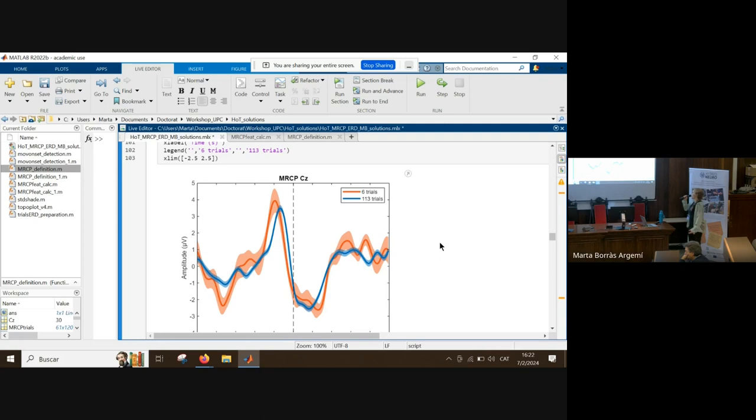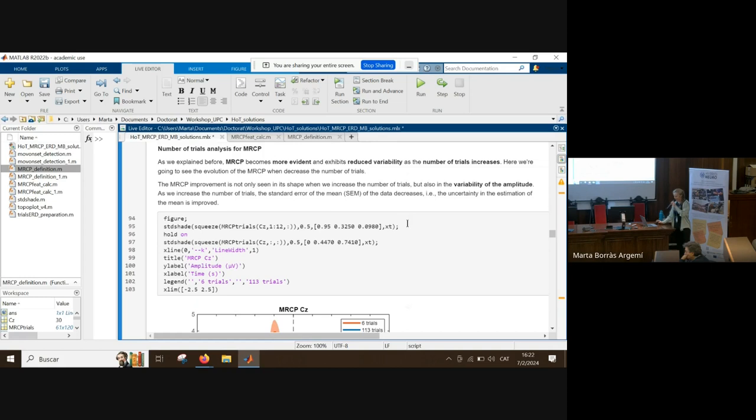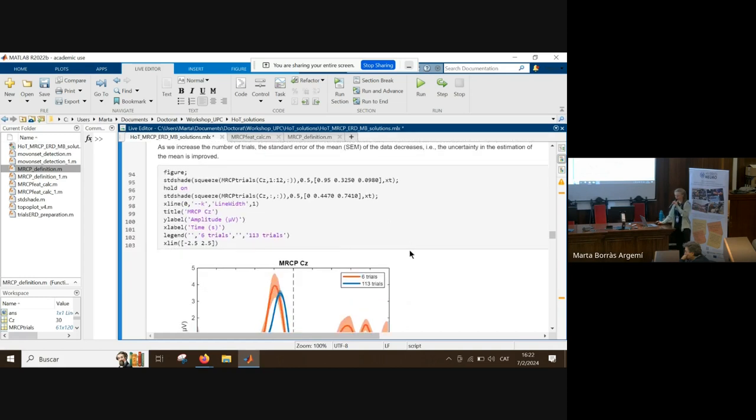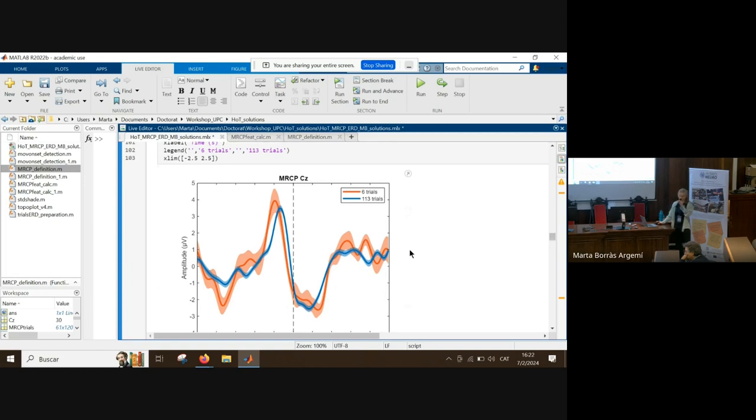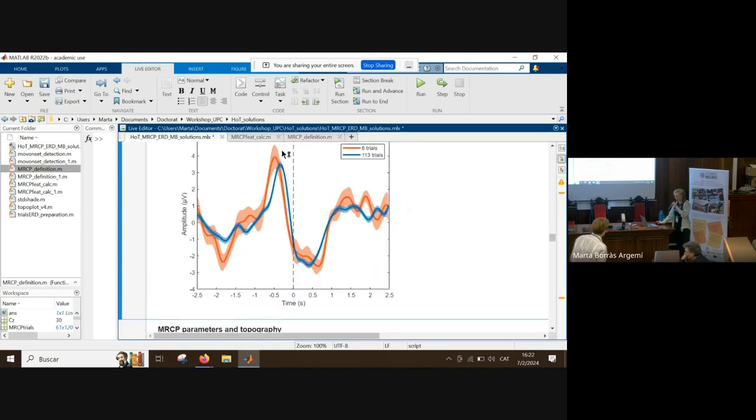But here we are also plotting the standard error of the mean of the data, so we are looking at the variability of this data. We can see that when we are using 6 trials, we have much more variability than when we are using 113 trials. This will be an important fact when we, for example, want to do some statistics between different groups.